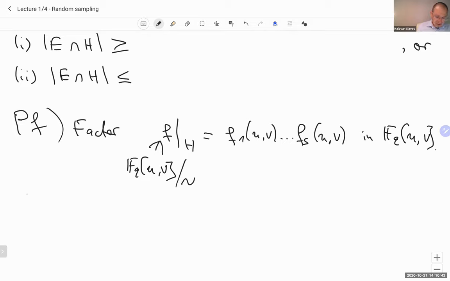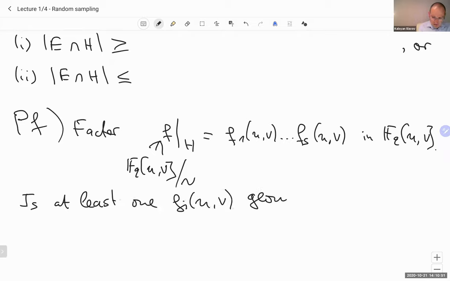Question: is at least one Fi of UV geometrically reducible? Do you have at least one geometrically reducible factor among its FQ irreducible factors? If yes, well, if one of them is geometrically reducible, it has a lot of FQ points.